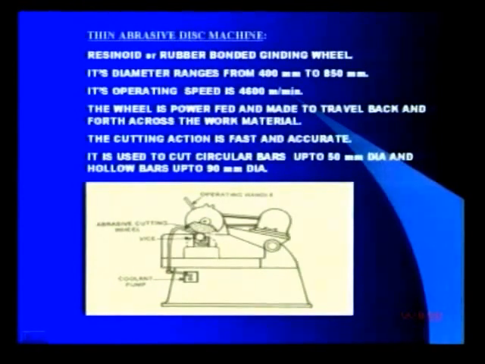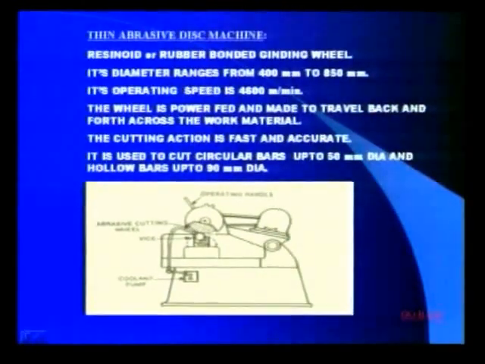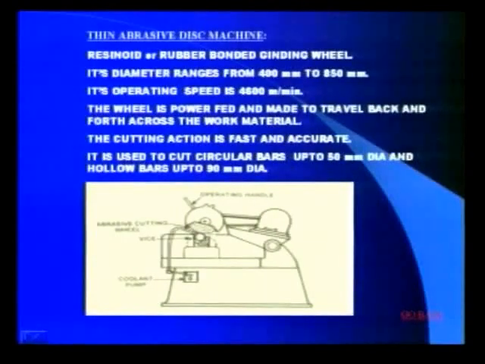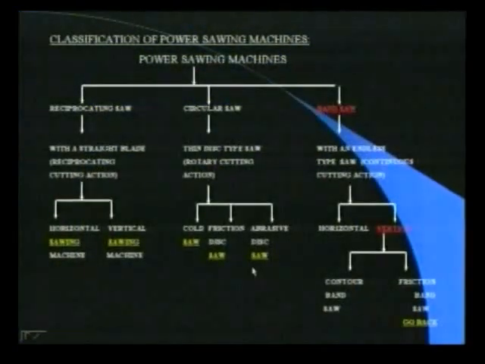Abrasive disc machine is used to cut solid circular bars up to 50 mm diameter and hollow bars up to 90 mm in diameter. Abrasive disc machine is not a true sawing machine, but since it serves the same purpose, it is classified under circular saws. We continue our discussion on band saws.